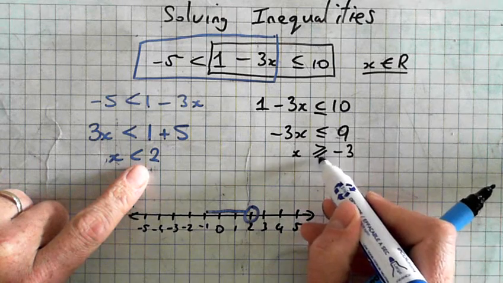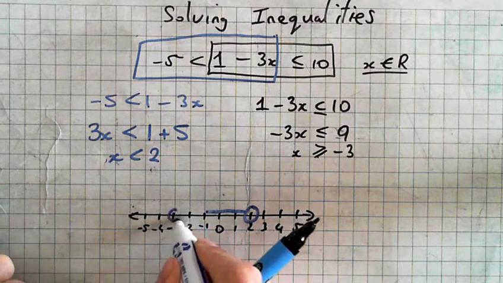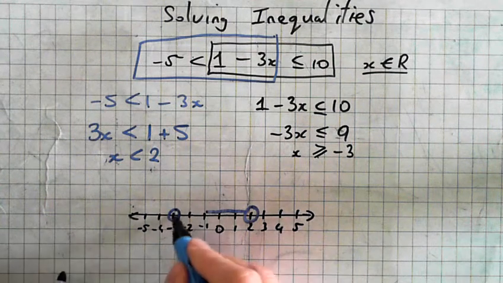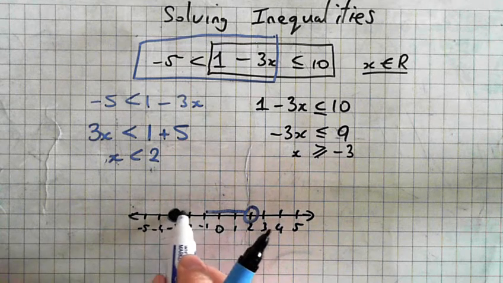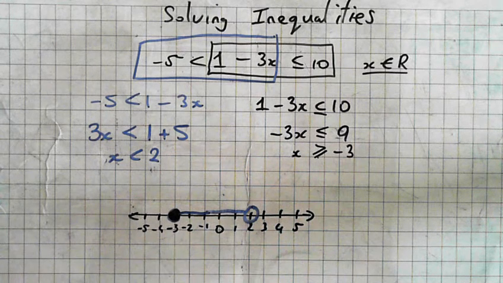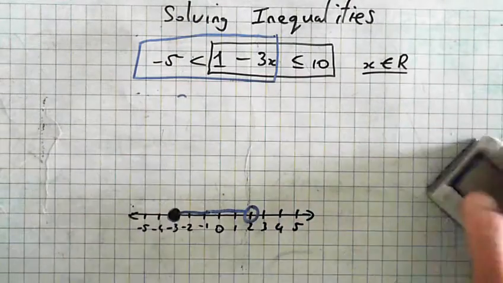x greater than or equal to minus 3. So equal to minus 3, what do I do there? Colour it in. And greater than. See that? That's my answer. That's one way of doing it. We'll look at another way of doing it, with the same answer. Alright.